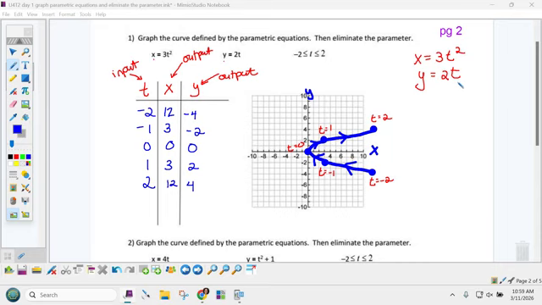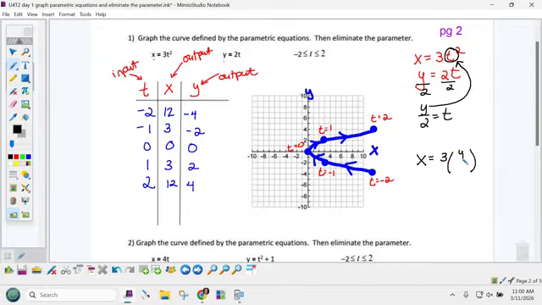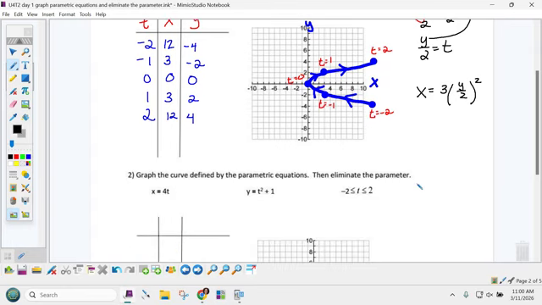So I want everyone in the y equation to do some PEMDAS backwards so that it's t equals. We're solving for t. And now we can replace the t in the x equation with y over 2. So we've got x equals 3 times y over 2 squared. We can make that look a little nicer. We can square the y, square the denominator, and then that gives us 3/4 y squared as a final equation.